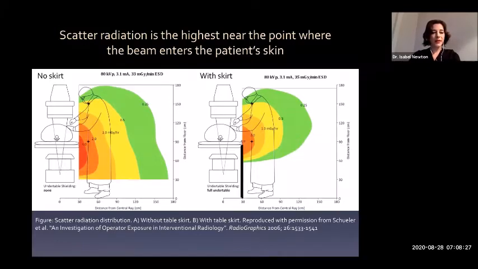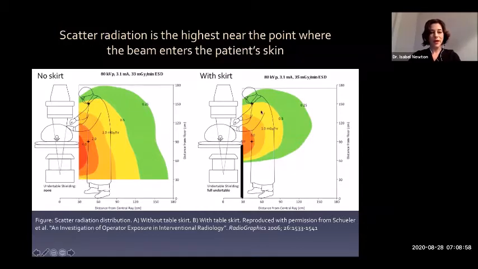And so on the left, we have an image, sort of a heat map image of the radiation dose without a skirt. On the right, it's with a skirt. So these are skirts that are added to the table. You can see that without the skirt, the highest dose is in the region of the interventional radiologist or the practitioner, that might generate new interventional radiologists or practitioners. So this gonadal region is a very sensitive one, and we like to make sure that that is protected. And so we're going to talk about how to protect that.